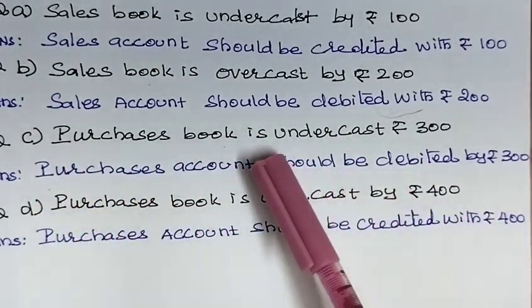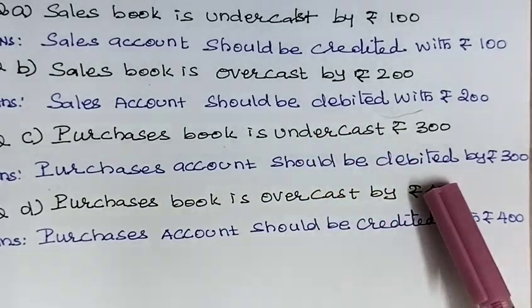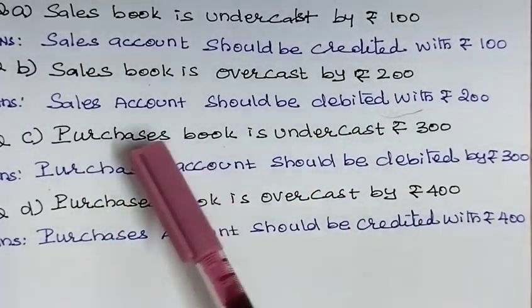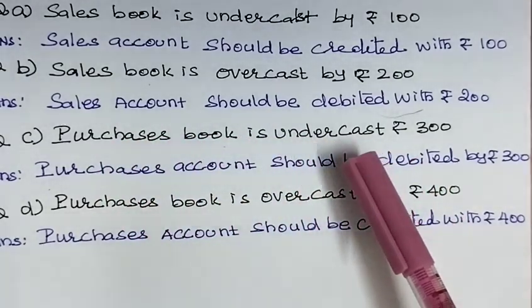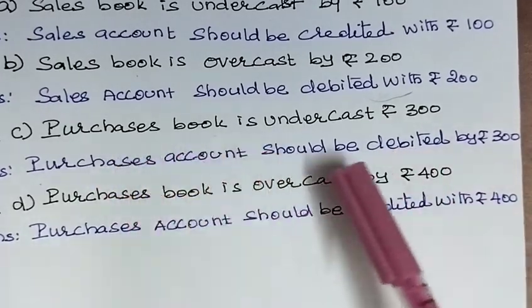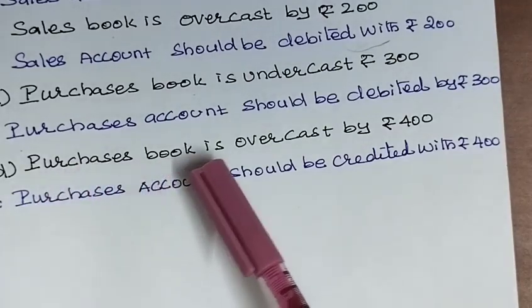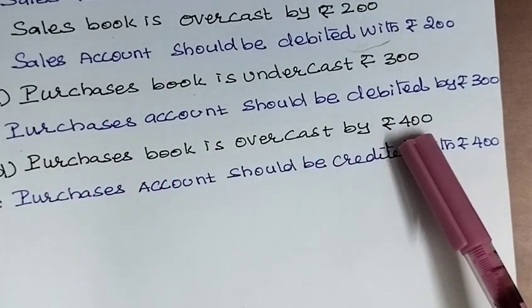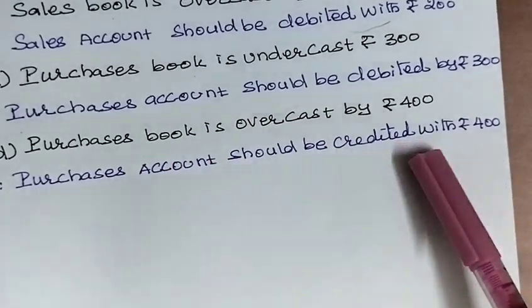Whenever you see undercast, you follow the original journal entry. Where does the purchases book show? Purchases book shows on the debit side. So whenever you see undercast, you should write purchases book should be debited. Okay, next question. Purchases book is overcast by 400 rupees. What is the answer? Purchases account should be credited with 400 rupees.